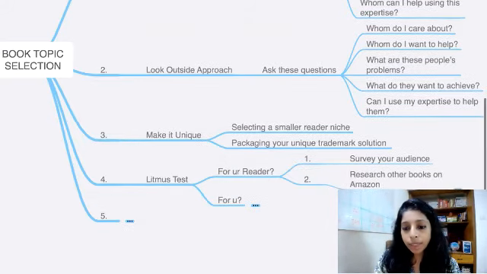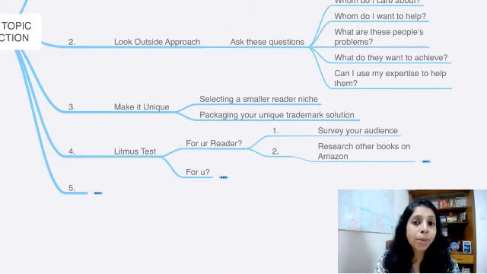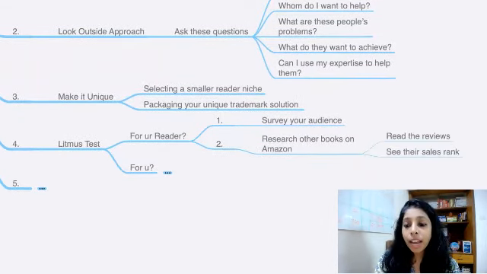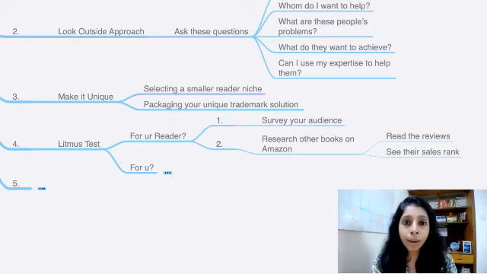The other method is to research other books on Amazon, because there is a very high likelihood that there are several other books similar to your book idea. So you're going to go and do the research there, and you can do this in two ways. One is to read the reviews. If a similar book has 100+ reviews and most of the reviews are positive, that means there are a lot of people buying that book and a lot of people are liking it. So there is a very high possibility that they will end up buying your book also. That's one way, reading other books' reviews. Another way is to see their sales rank.